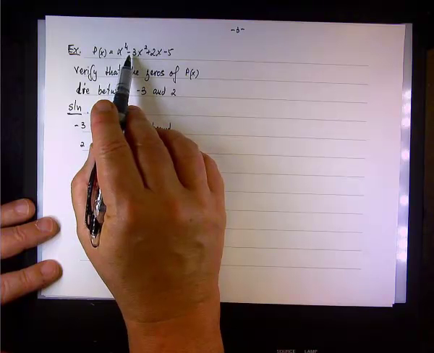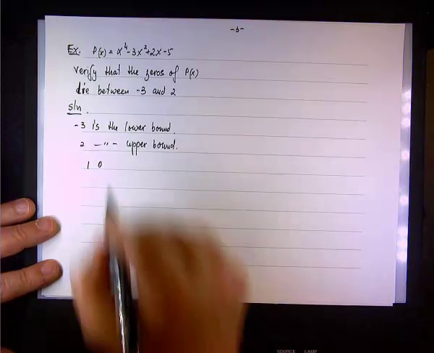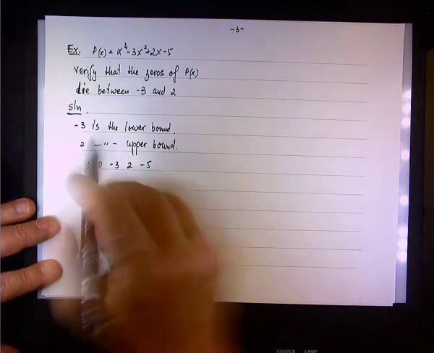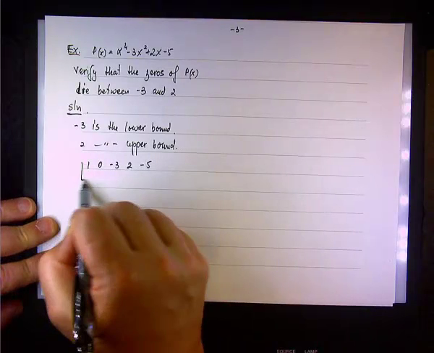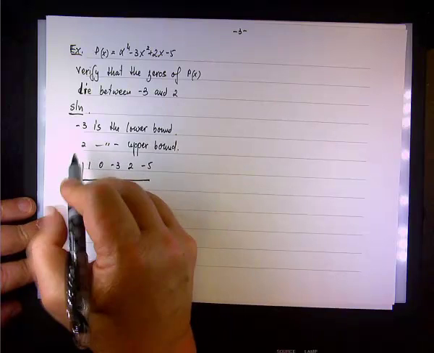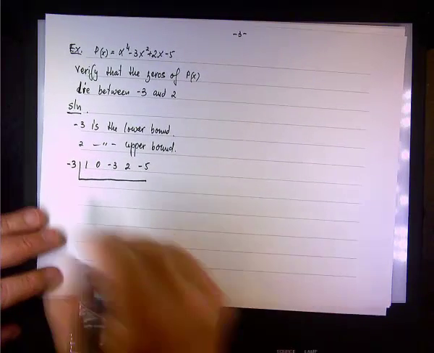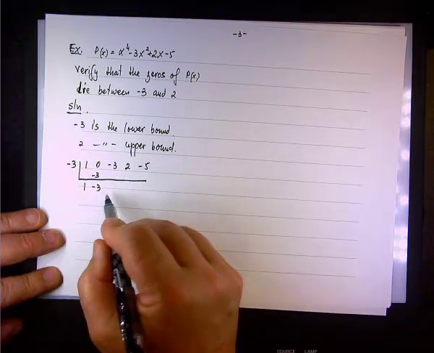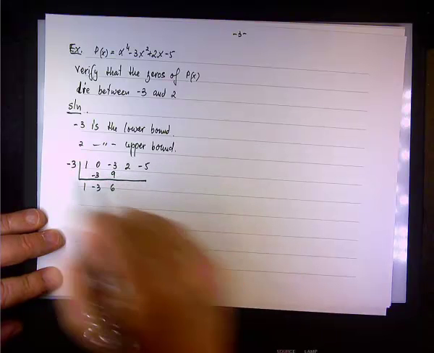So let's check first the lower bound, okay? So the coefficient row, 1. Now notice that we don't have a place value for the cubic. So we have 0 coefficient of x cubed, and then -3, +2, and -5. This is something that you need to be aware of. Okay?